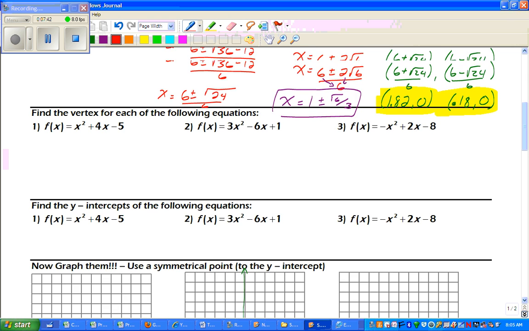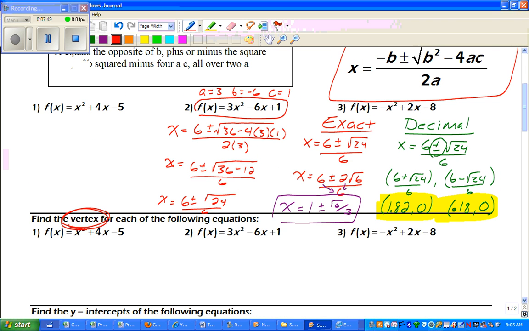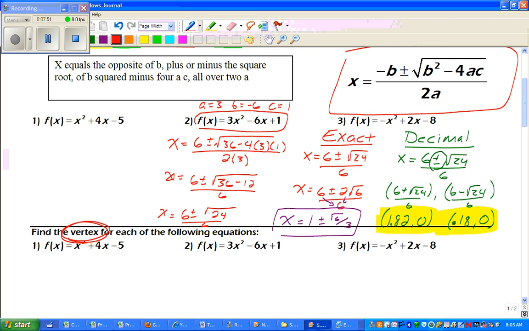Alright, step 2. What's the next part? Find the vertex. Okay, now, yesterday we learned that if you complete the square, you put it in vertex form, you can get the vertex, correct? Today, I'm going to show you another way of getting the vertex. It's up to you which way you want to use, but this is another way of getting the vertex. And you're actually going to use part of the quadratic formula. You're going to use the part that is not in the square root. So x equals the opposite of b over 2a.